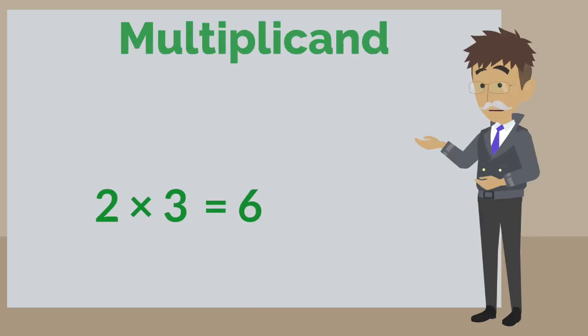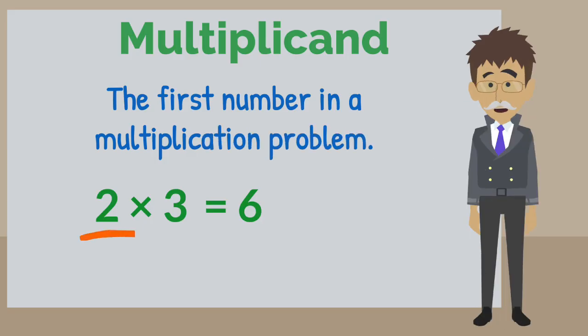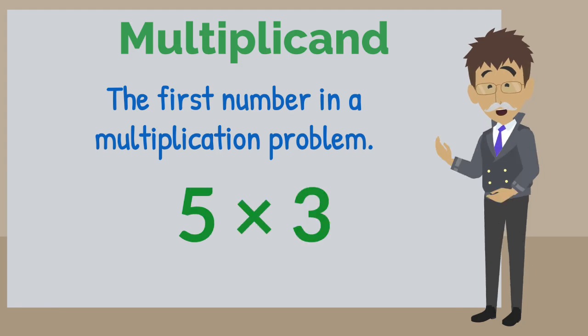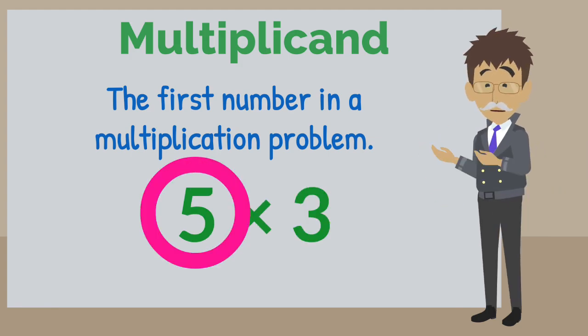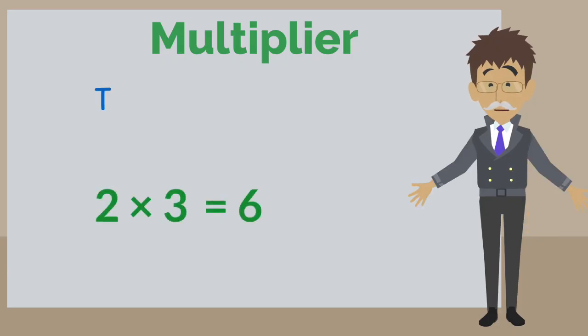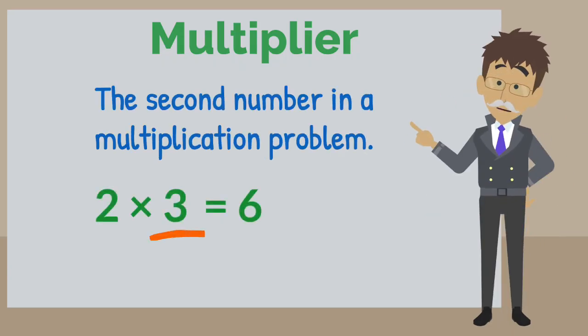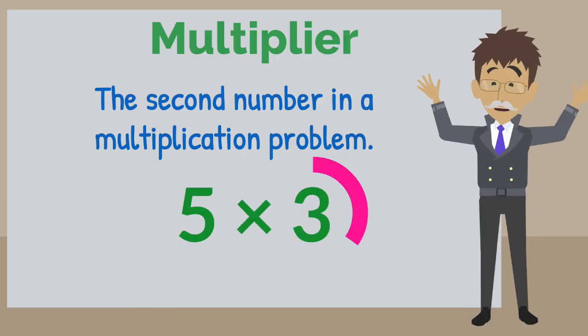Multiplicand. The first number in a multiplication problem. It tells the number of items in each group. In the problem 5 times 3, 5 is the multiplicand. Multiplier. The second number in a multiplication problem. It tells the number of groups. In the problem 5 times 3, 3 is the multiplier.